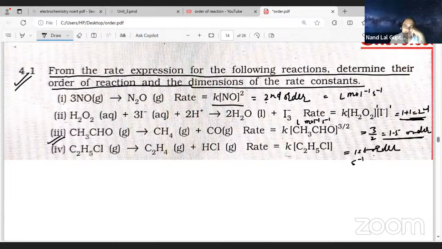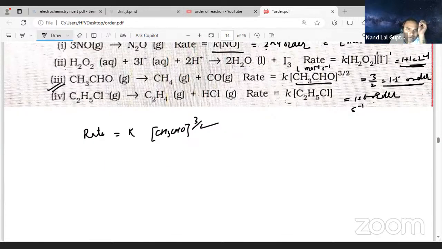The third one I am telling you now. Rate is equal to K, and the units are mole, or you can write it in this term, there is no problem. What have they given? CH3CHO power 3 by 2. Now see, rate is mole liter inverse second inverse is equal to K, and here what will be there? Mole liter inverse power 3 by 2. We can write like this. Yes or no?